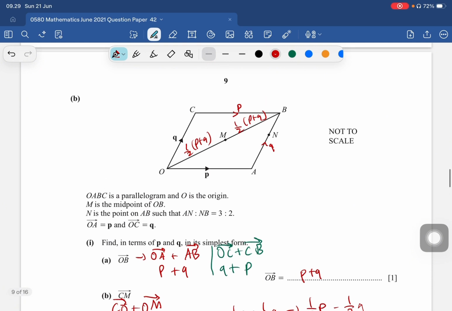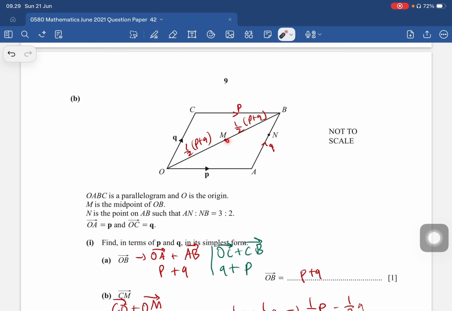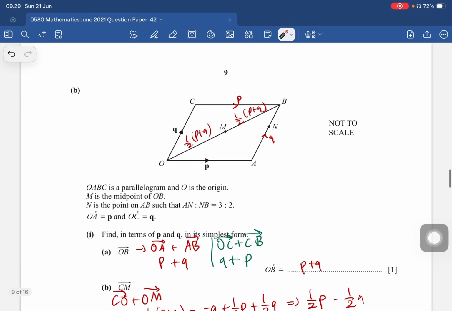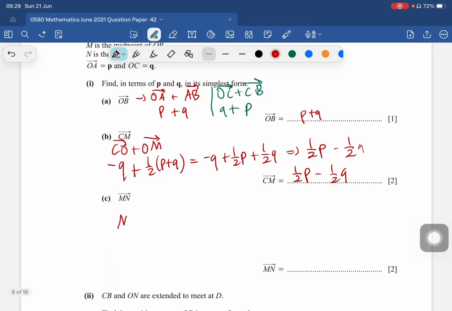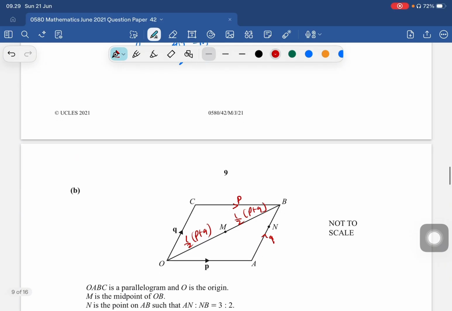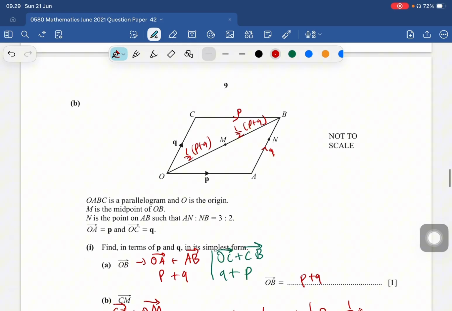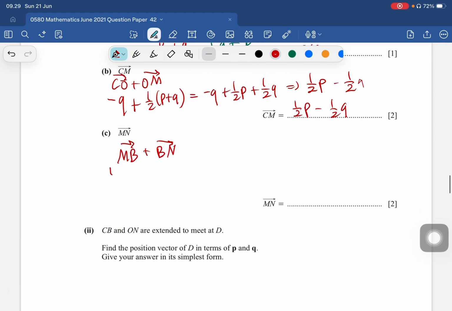Next, MN. Okay, here it is, M to N. We can get it from here, M to B, and then B to N. M to B plus B to N. Okay, MB is in the same direction, so MB is a half of p plus q, plus BN.